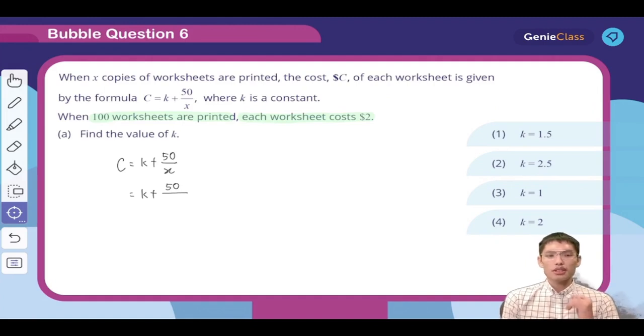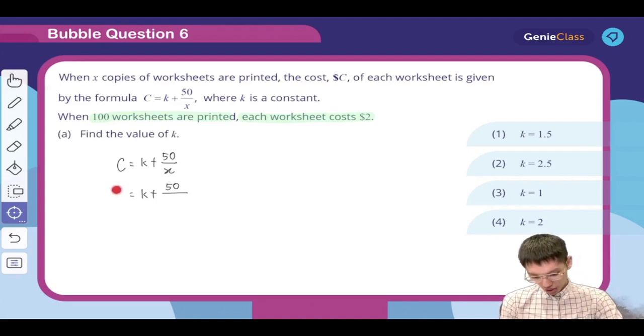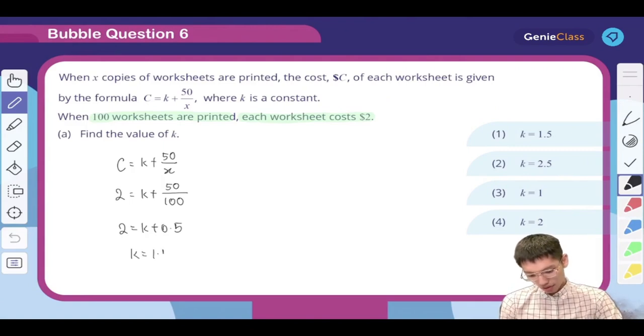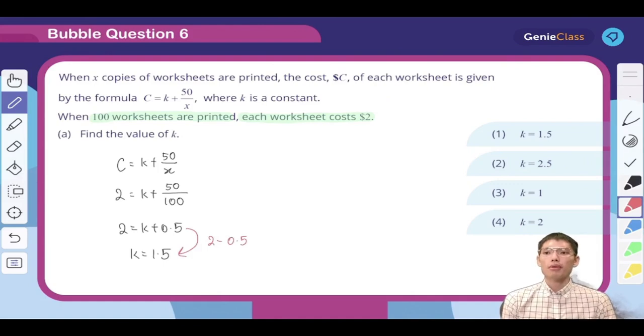Okay, let me see, 5 more seconds for those who have yet to write. Alright, awesome. I think most of you got it. You realize each worksheet costs $2, so C is 2. And in this case, X is 100. So that's where we have this. And 2 equals K plus 0.5. So just make sure when you balance, you get K is equals to 1.5. 2 minus 0.5. That's how you get 1.5. Okay? From here to here is 2 minus 0.5 to give me 1.5.